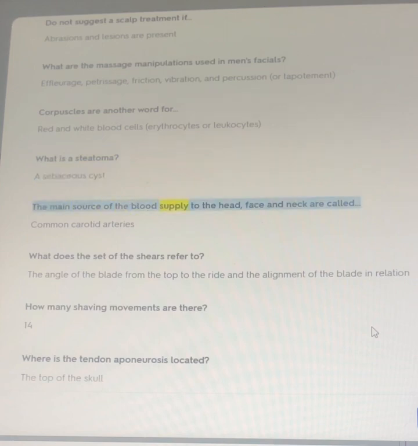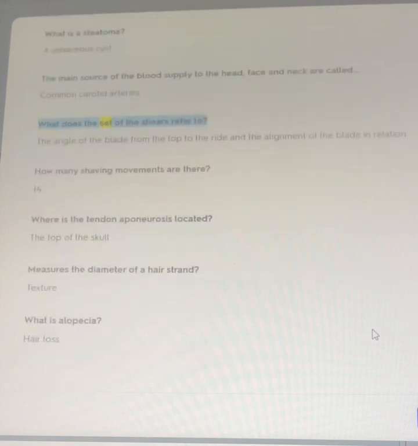The main source of the blood supply to the head, face, and neck are called the common carotid arteries. What does the set of the shears refer to? The angle of the blade from the top to the right and the alignment of the blade in relation. How many shaving movements are there?